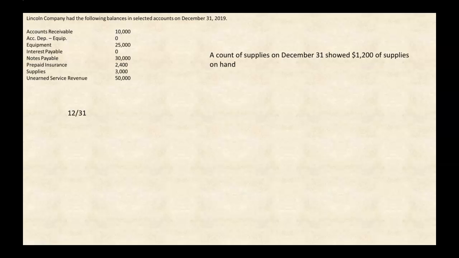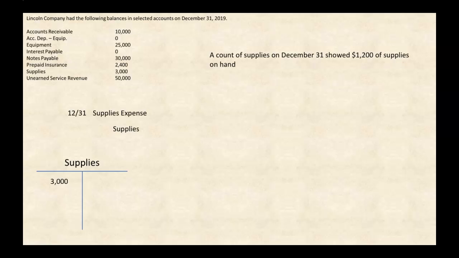Now, the count of supplies on December 31st showed $1,200 of supplies on hand. Well, if we take a look at the balances that we had going into December 31st, we thought we had $3,000 of supplies. But now we only have $1,200. So our supplies are decreasing, so we'll want to credit our supplies. And if we think back to our rules, that means that the debit has to be some sort of expense. Well, that's going to be a supplies expense.